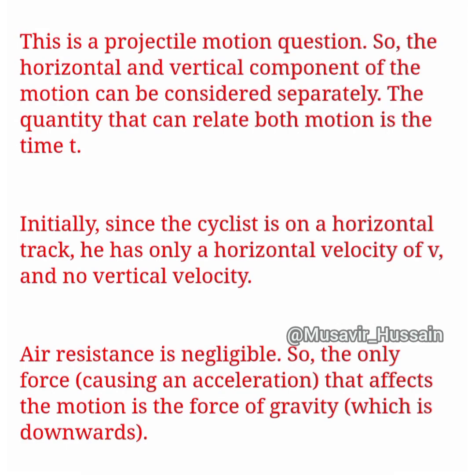According to the question's condition, this is a projectile motion question, so the horizontal and vertical components of the motion can be considered separately. The quantity that can relate both motions is the time. Initially, since the cyclist is on a horizontal track, he has only a horizontal velocity v and no vertical velocity. Air resistance is negligible, so the only force causing an acceleration that affects the motion is the force of gravity, which is downward. So three conditions are given: horizontal velocity, no vertical velocity, and the force of gravity acting downwards.